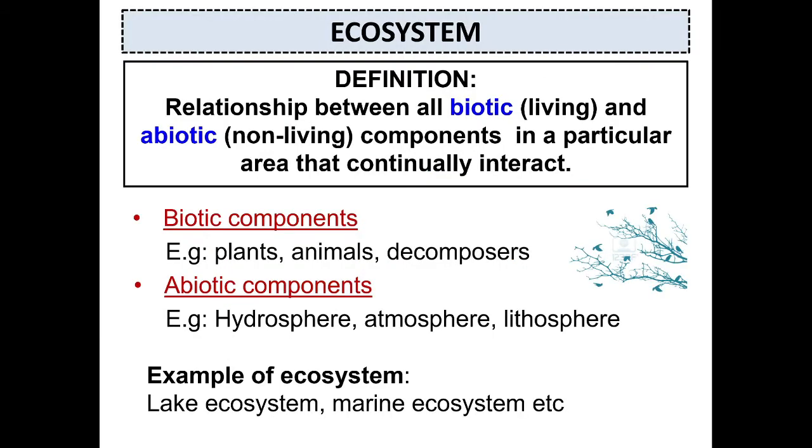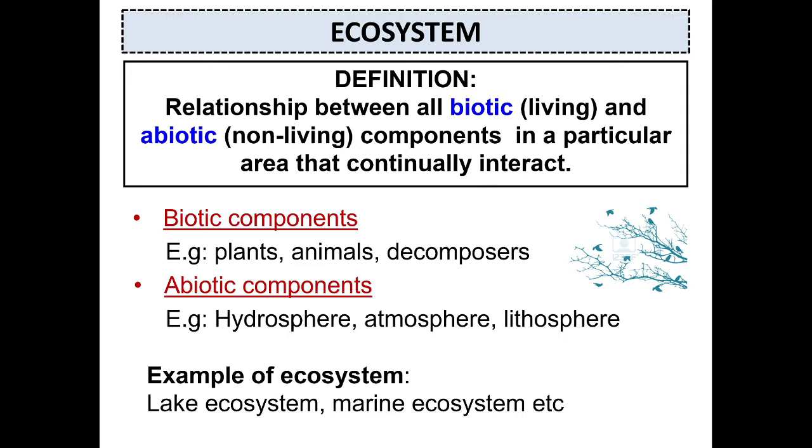First, we have to be able to define what an ecosystem is. An ecosystem must consist of biotic, the living things, and abiotic, the non-living components in a particular area. These biotic and abiotic components should be interrelated. They have a relationship, meaning they need each other. The biotic components will use the abiotic components and produce abiotic components, which are then used up again. So they all continually interact with each other.